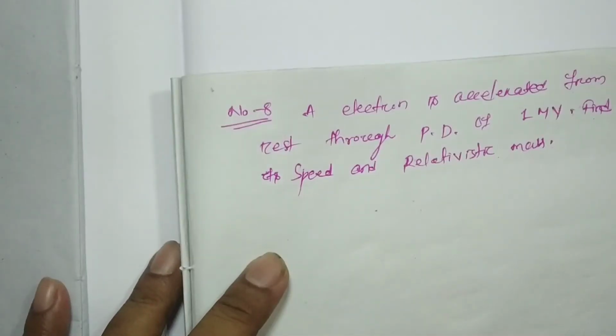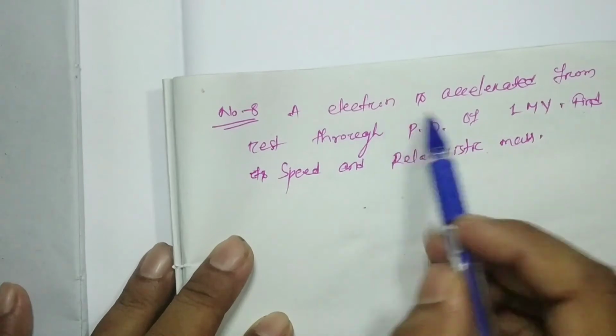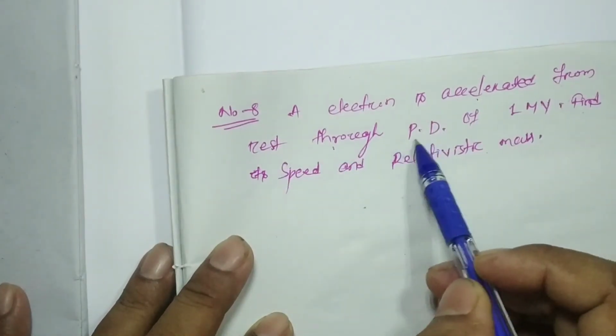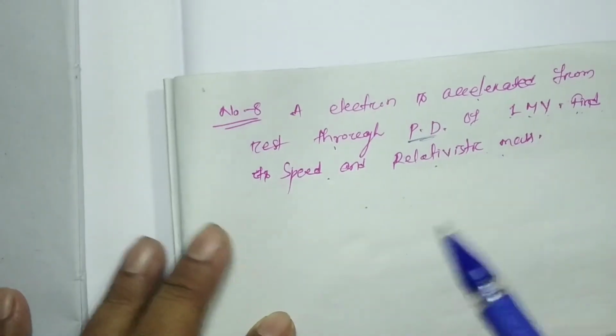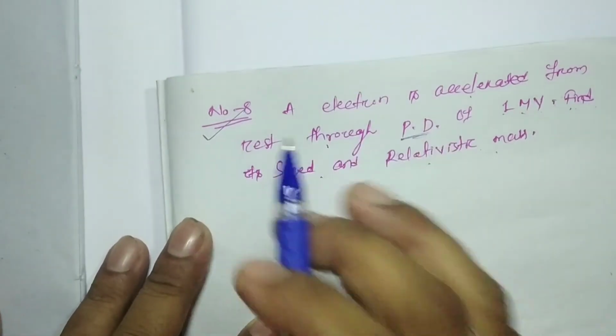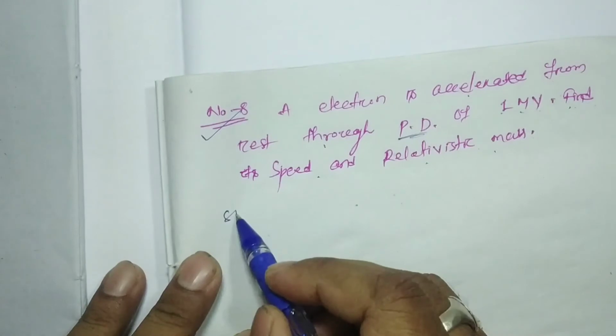Next question. An electron is accelerated from rest through a potential difference of 1 mega electron volt. Find its speed and relativistic mass. This is one of the most important questions.